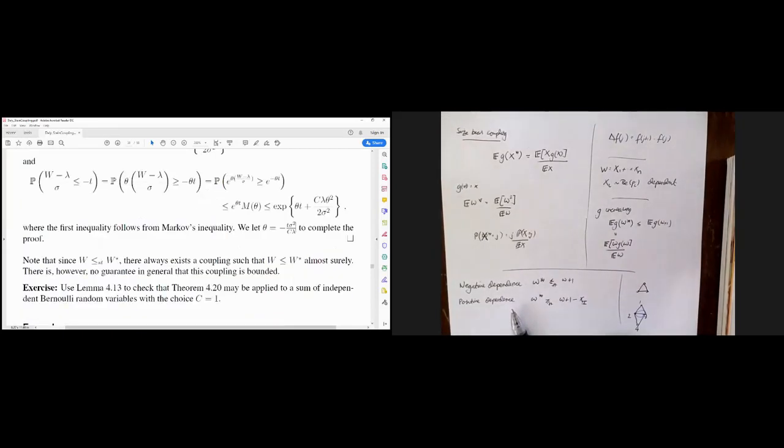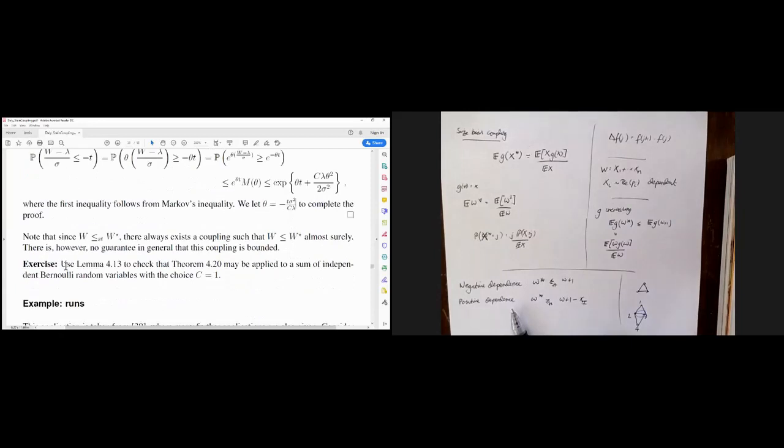Just to finish off in the last couple of minutes, you can show, for example, that if I have a sum of independent Bernoulli random variables, well, we know how to size bias that, because we've actually seen the more general result of size biasing a sum of dependent Bernoullis. So I know how to size bias a sum of independent Bernoullis, and that will let me see that I can apply this result with a constant c equals 1.